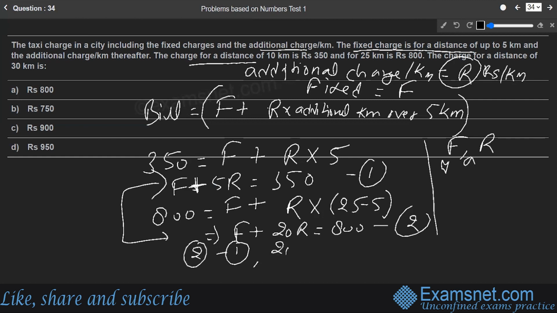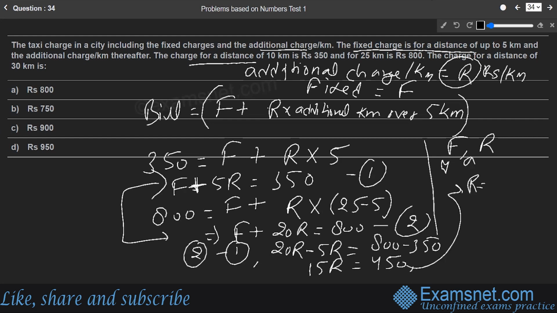We are left with 20r minus 5r on the left hand side is equal to 800 minus 350 on the right hand side, which gives 15r is equal to 450, which ultimately gives the r value as 450 by 15, that is 30 rupees. So the rate has come out to be 30 rupees per kilometer that you'll have to pay if you run more than 5 kilometers.